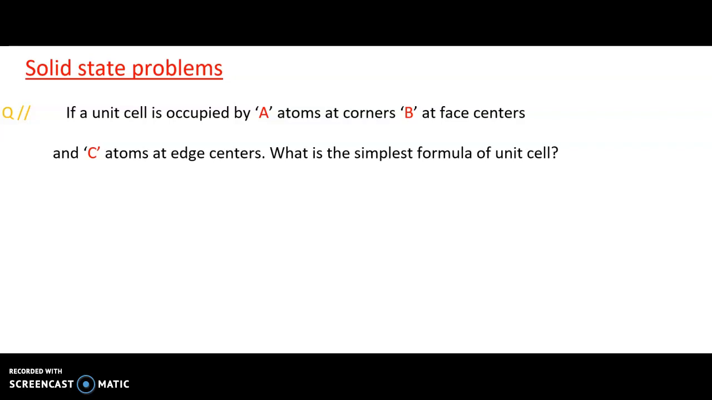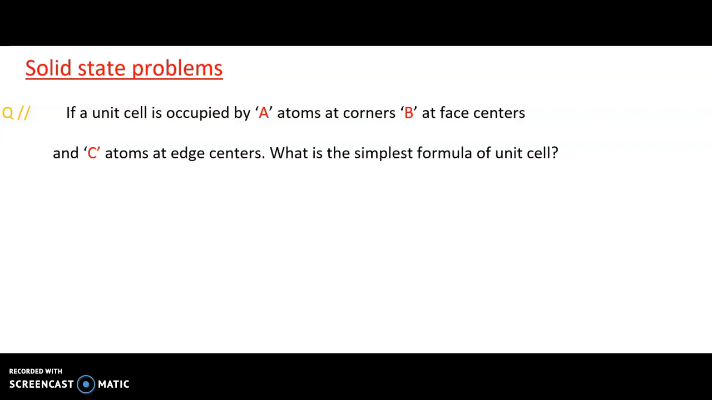In this lecture, I am going to discuss some solid state problems regarding contribution of atoms and the simplest formula of unit cells. Here is a question I am taking. If a unit cell is occupied by atoms A at corners and B at face centers and C atoms at edge centers, what is the simplest formula of the unit cell?